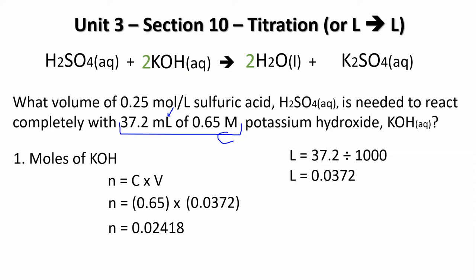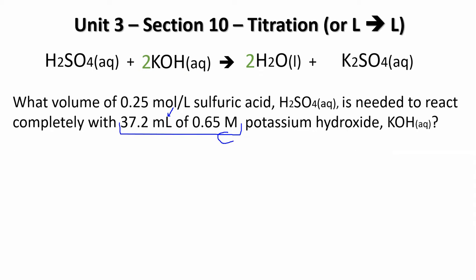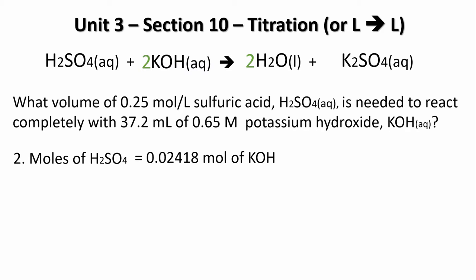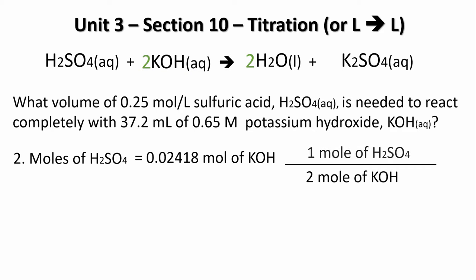So if we have the moles of potassium hydroxide in step 1, that means in step 2 we're going to be finding the moles of the other compound, which is sulfuric acid in this case. So all we've done is carry that number forward. Don't clear your calculators. All we need to do is simply write out our mole ratio. And so we've got a 2 on the bottom and a 1 on the top. And of course, these are multiplied together.